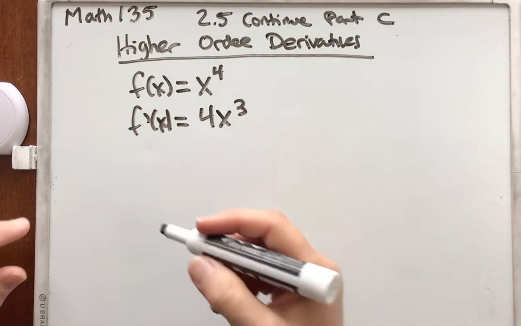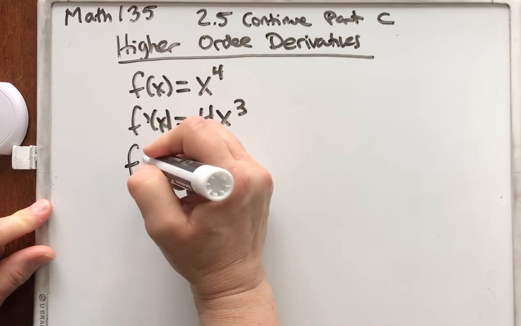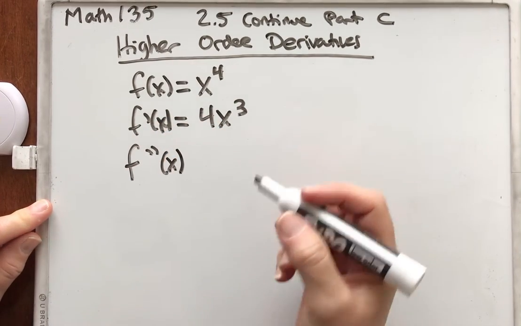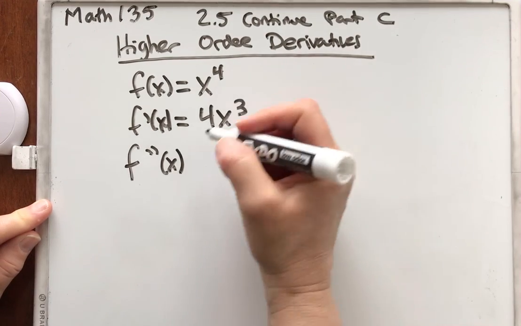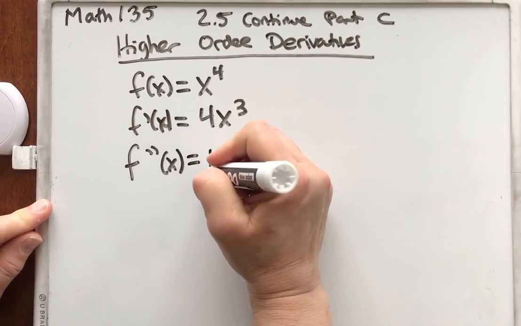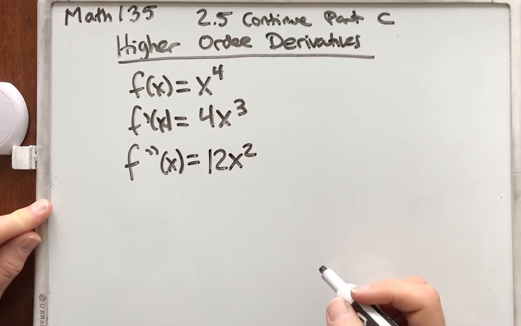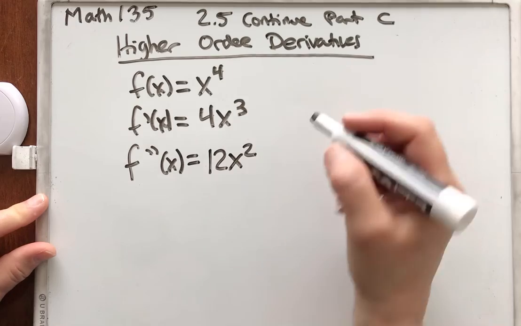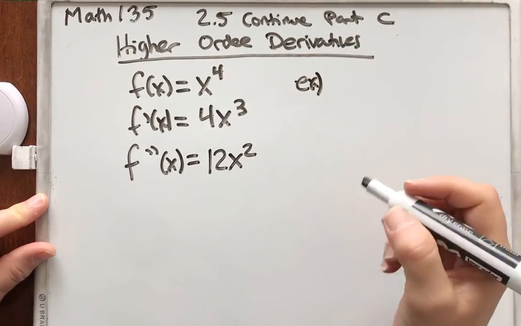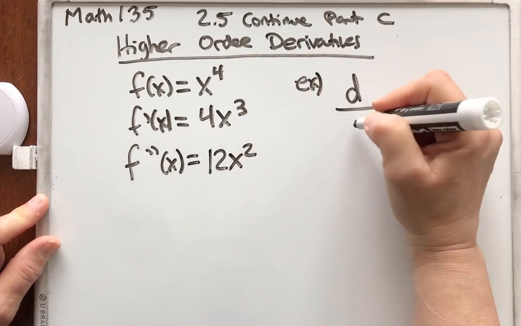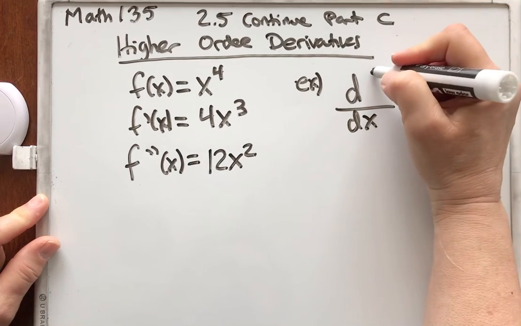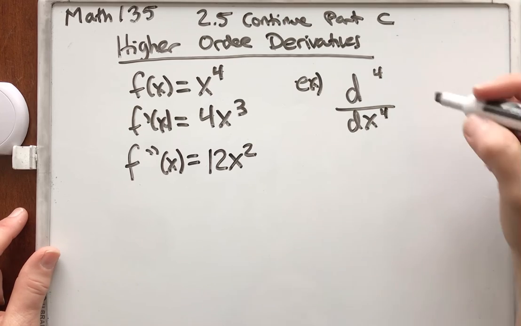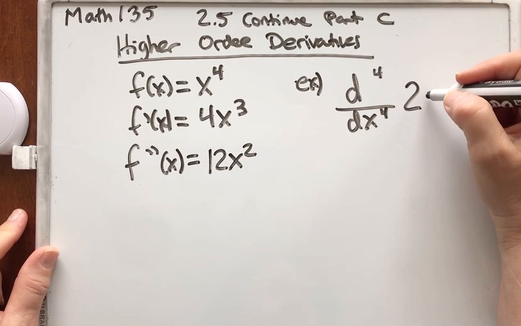Now what if we took the derivative of the derivative? So we have a second derivative. F double prime x, we take the derivative of the first derivative. So we have 3 times 4 is 12, x squared. Okay, so that's all higher order derivatives is. Now how would we write that? You might see it something like this in your homework. d dx, and then they put a little 4 there. That means we're going to find the fourth derivative.